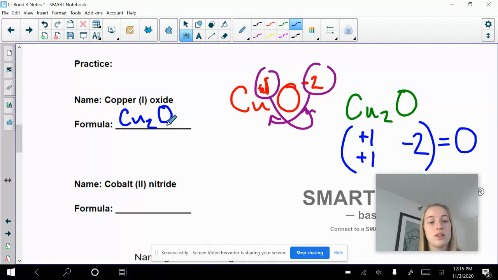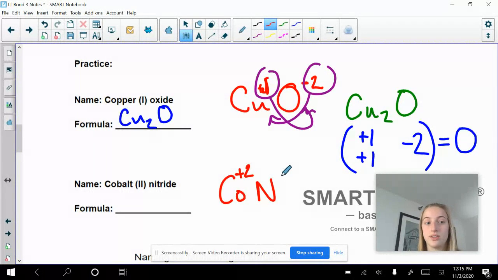Our next one, cobalt 2 nitride. I'll write out my cobalt, Co. My nitride is N, it's nitrogen. So my Roman numeral 2 here is going to be my charge, +2 for my cobalt.